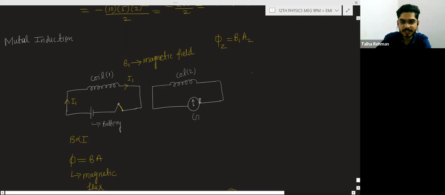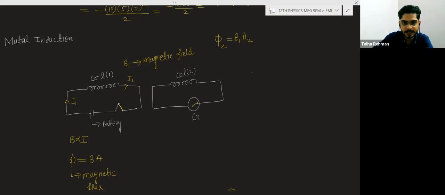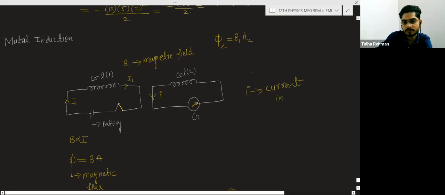So here now you can see the deflection of the galvanometer. There will be some induced current here, so there will be some deflection in the galvanometer. The galvanometer is used to detect the current. So there will be some deflection in the galvanometer like this, because here the current is induced. You can add this point also: small i is the current induced.